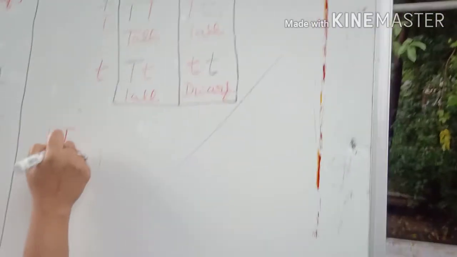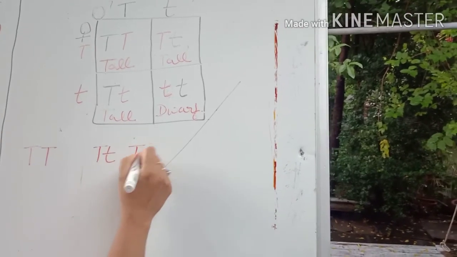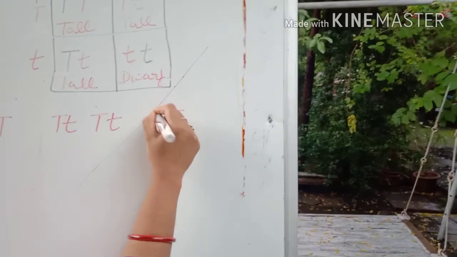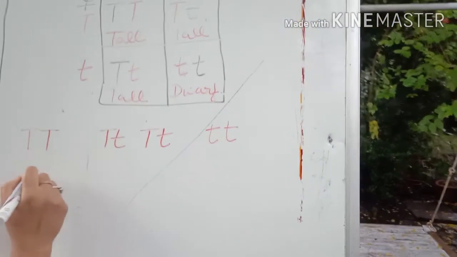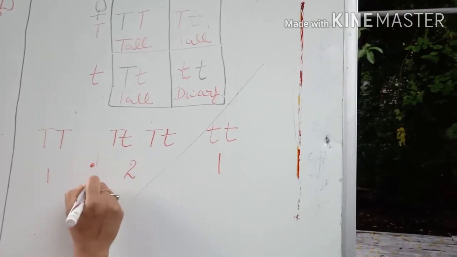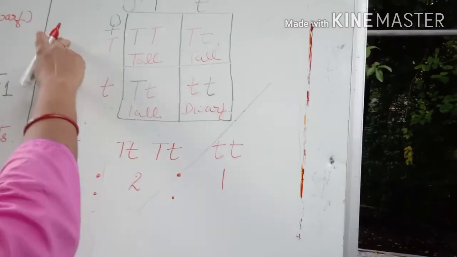capital T is there, capital T, small t, capital T, small t, two are there, and then one is the small t and small t. So this is 1, this is 2, this is 1. So this is the ratio in which the plants we are getting. This again is the case for F2 generation.